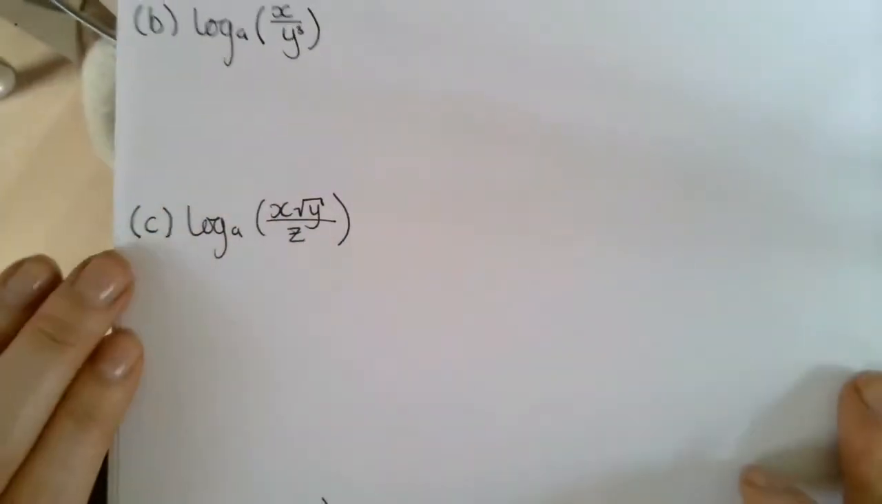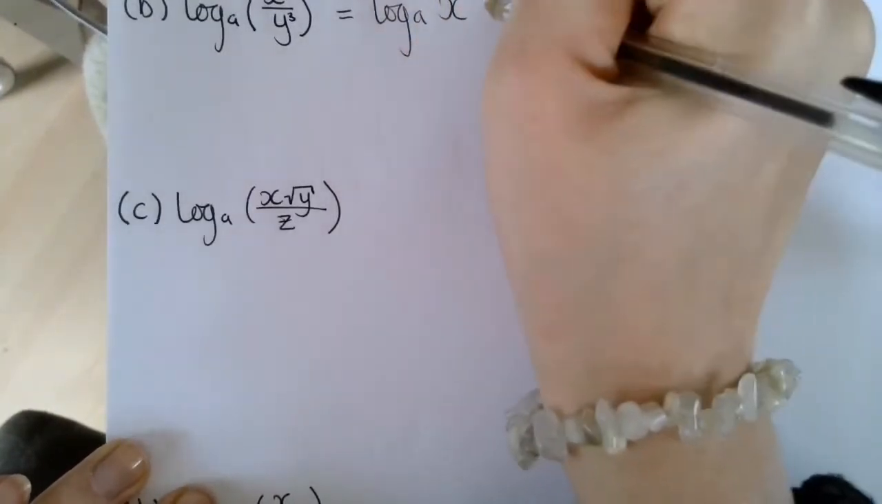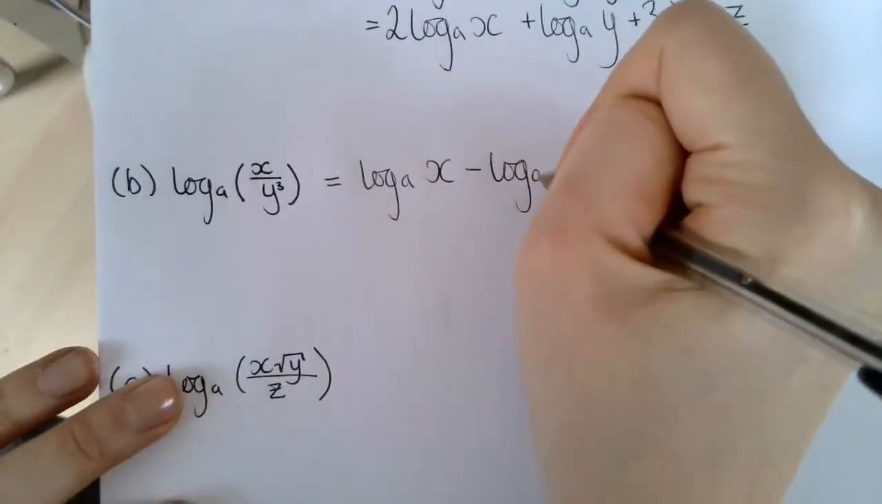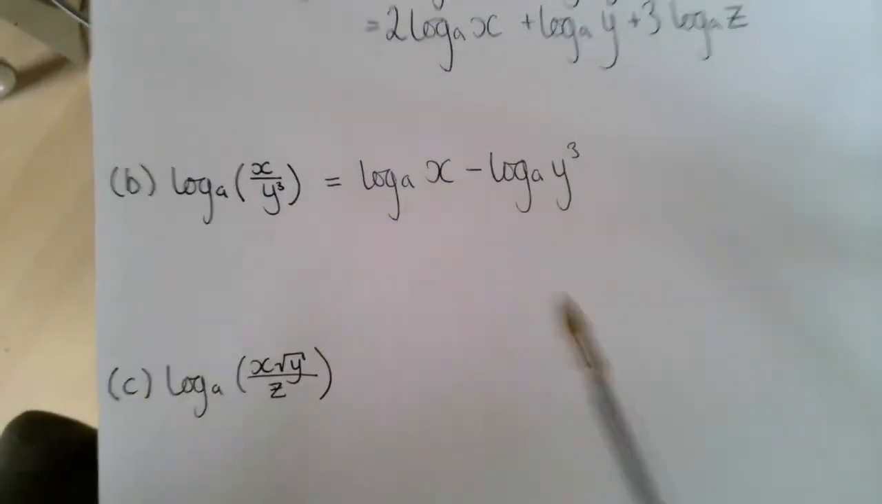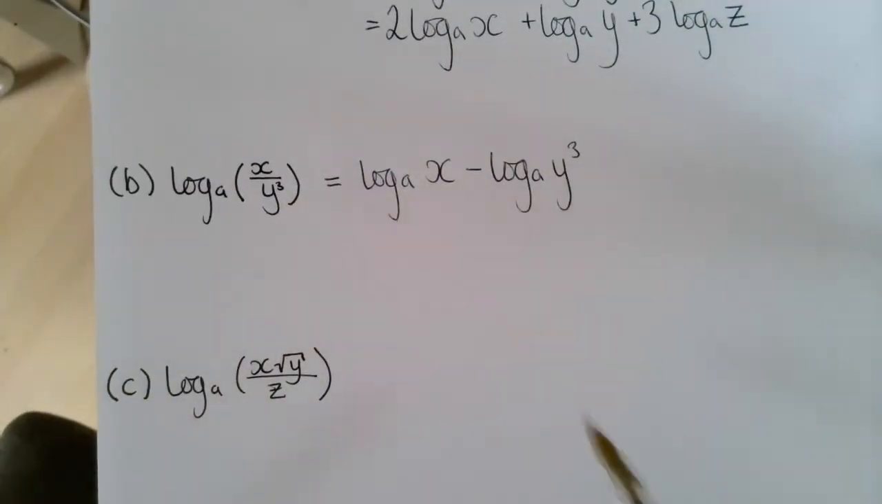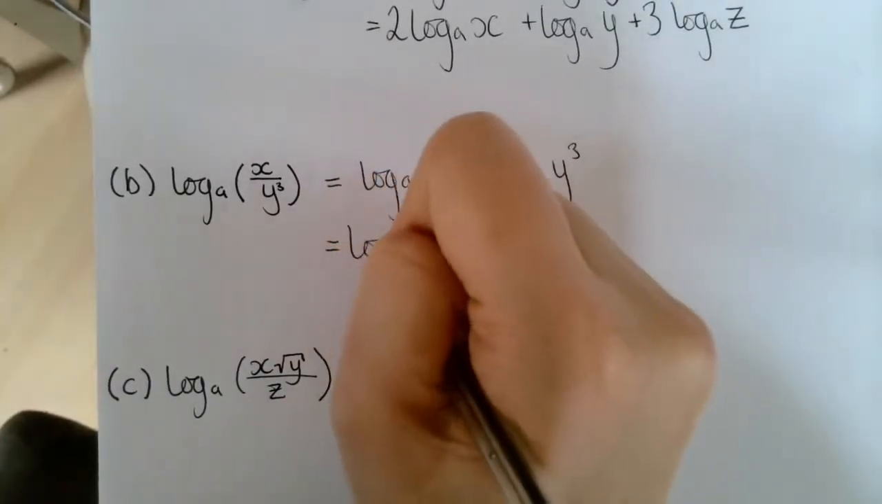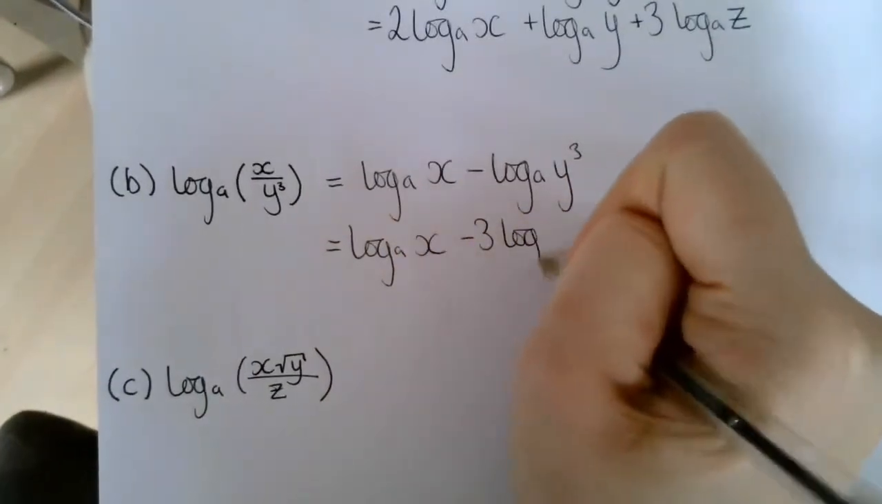For part B, we've got the division rule here. So we've got log base a of x, subtract log base a of y cubed. Now again, we want this in terms of log a x, log a y, so we're going to have to use the power law for this term here. So that is the same as log a x subtract 3 log a y.